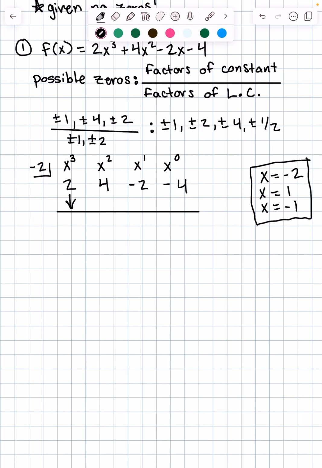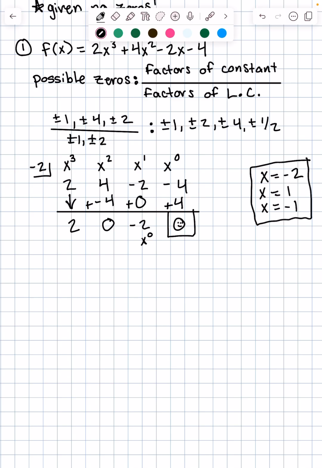So drop down the 2. -2 times 2 is -4, 0, 0, -2, +4, and a remainder of 0. Okay? So that proves that x is equal to -2. From here, I can rewrite this as a quadratic.